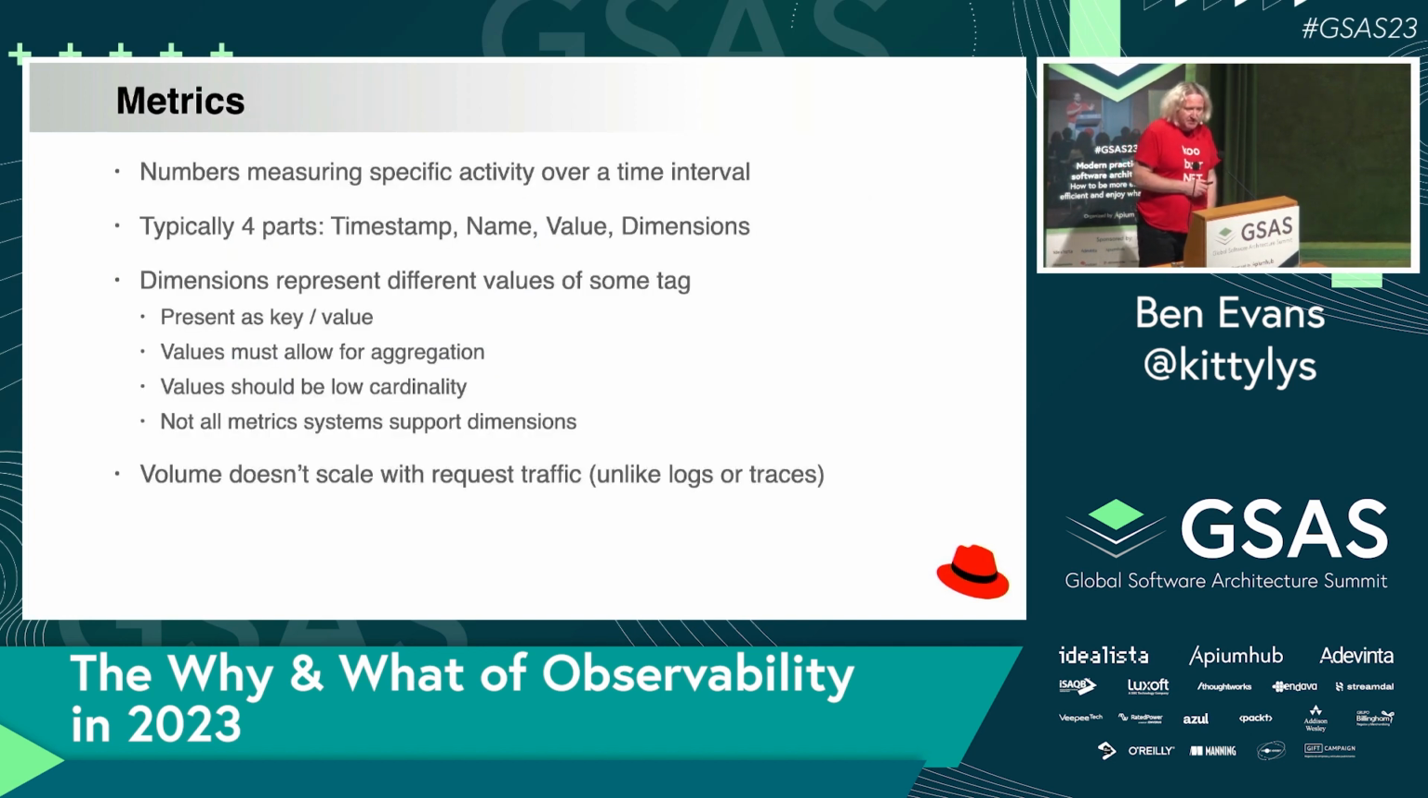So let's just do some slightly bigger definitions for the 3 types first. So metrics measure specific activity over a time interval. There's typically 4 parts to a metric: timestamp, name, the value that you're recording, and some dimensions. And dimensions are different values for some tag. So the most simple way to think about a dimension is a key-value pair. There's a key and it's got some value.